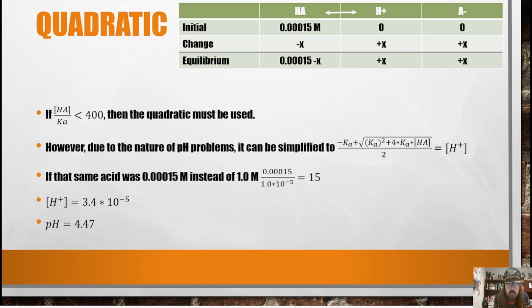Now, God help us if the concentration is low. Suddenly this matters. So if the concentration is instead 0.00015, we try to calculate that and the difference is only 15, so it's less than 400. Let's see what effect that would have. So that's where we have to set up a quadratic. Real quick, a quadratic looks like this.